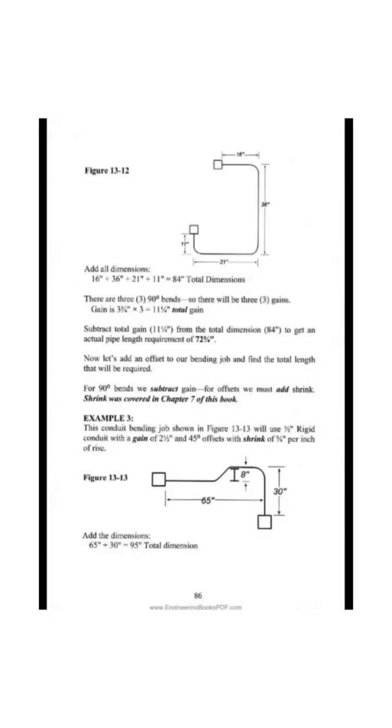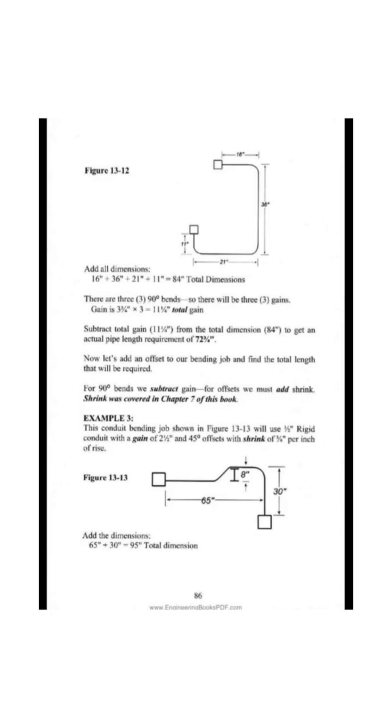16 inches plus 36 inches plus 21 plus 11 equals 84, total dimensions. There are 3 90 degree bends, so there will be 3 gains. Gain is 3 3/4 times 3 equals 11 1/4, total gain. Subtract total gain, 11 1/4, from the total dimension, 84, to get an actual pipe length requirement of 72 3/4.